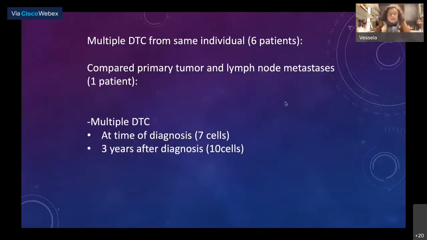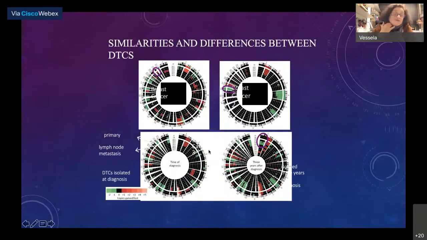When we do that several times, if we have 6 patients now, and of these 6 patients, we have something like 30 cells together. And from one patient, we actually have 7 different cells that were captured at time of diagnosis and 10 cells that were taken 3 years after diagnosis. What do we see then?